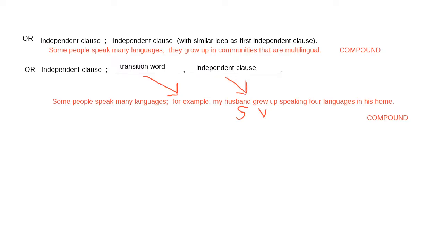Okay, and the reason I'm using for example as my transition is because I'm giving you a specific example of the point I made before that. So some people speak many languages. That's a general idea. Then I want to give you one specific example of that, so I use the transition for example. Okay? Is everybody with me? You guys have questions? No questions.